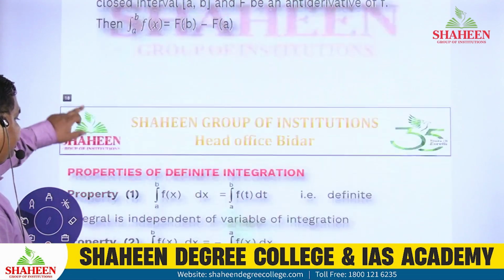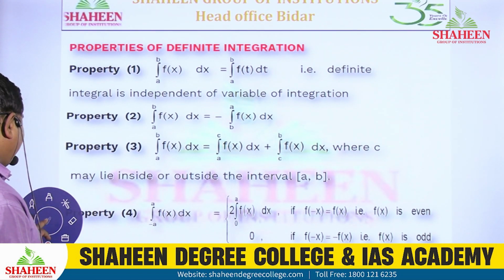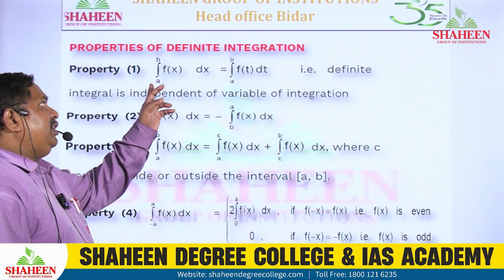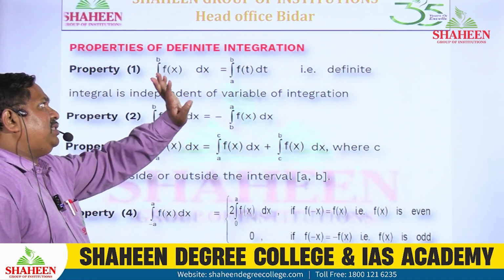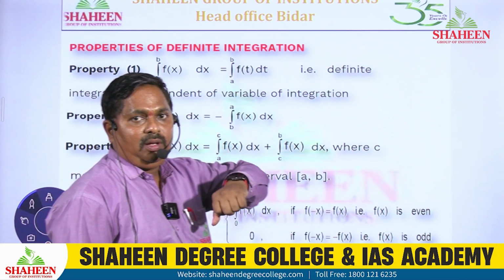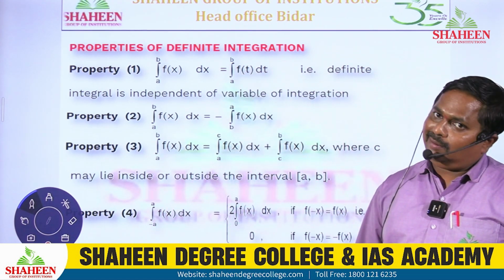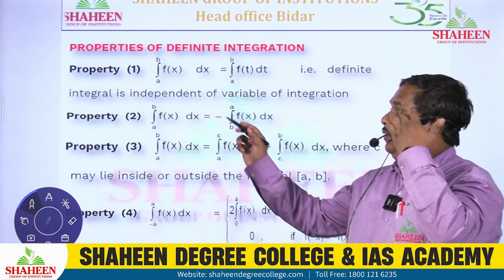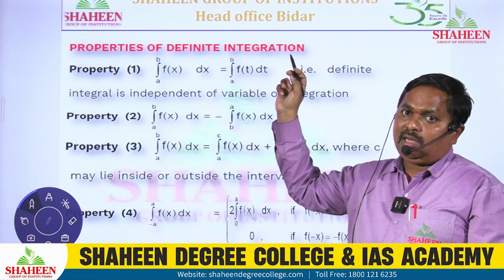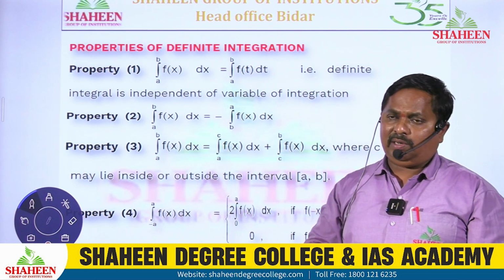Next, we have some properties of definite integrals. The first property is integration from a to b f of x dx is equal to integration from a to b f of t dt. What is x here? X is a variable, so we can change the variable directly. Suppose we have sin x dx, then it can be written as sin t dt or sin theta d theta also. We can change the variables as usual.